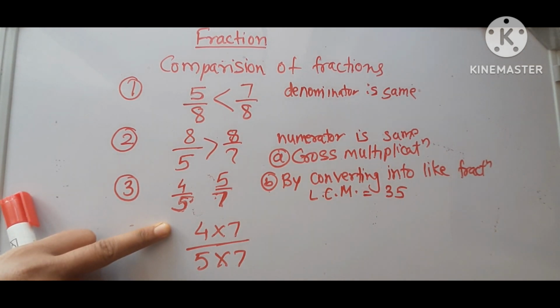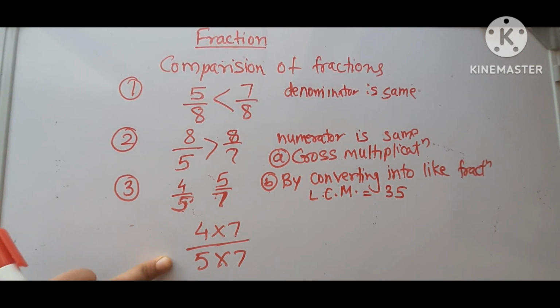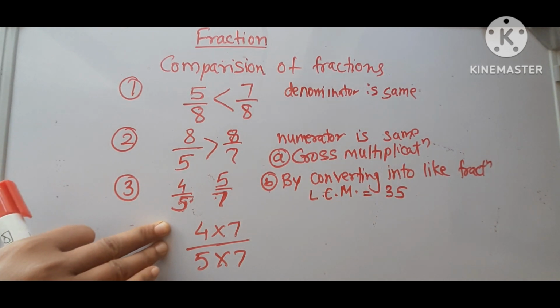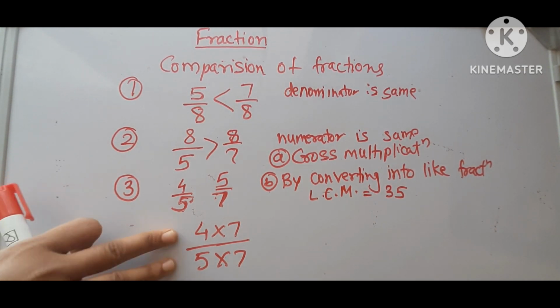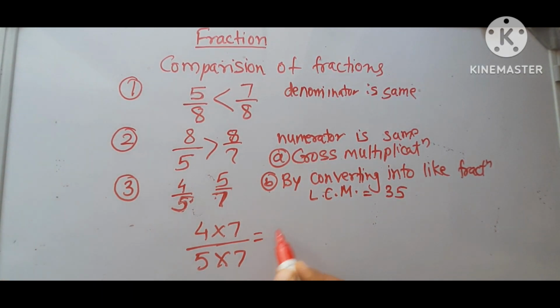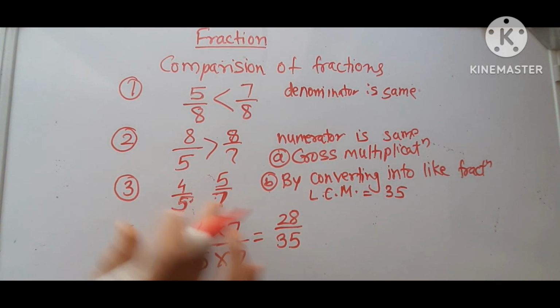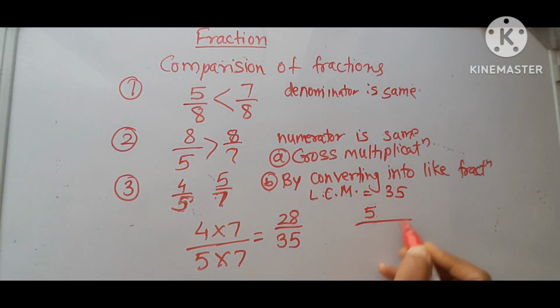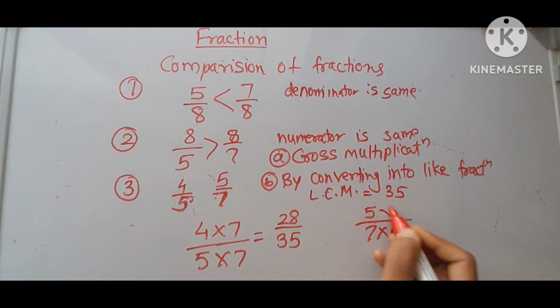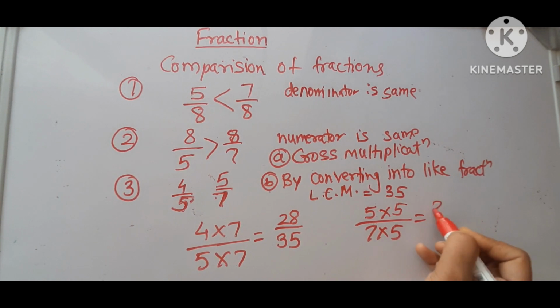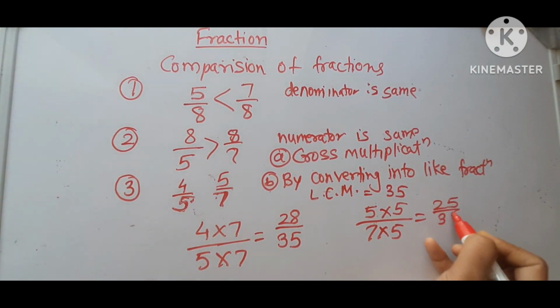This type of mistake is generally made in exams. We multiply the denominator and forget to multiply the numerator. We have to multiply at both places. Now 7 4s are 28, so 28 by 35. Similarly for 5 by 7, I need to multiply by 5 to get 35. Again, if I am multiplying the denominator, I will multiply the numerator as well. This gives me 25 by 35.